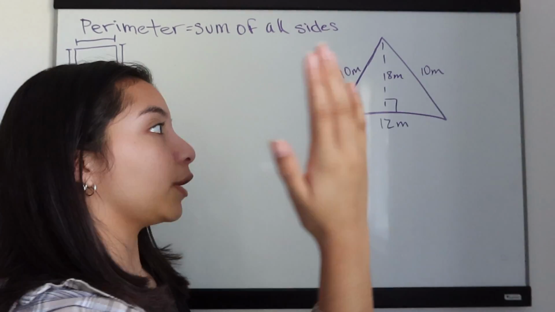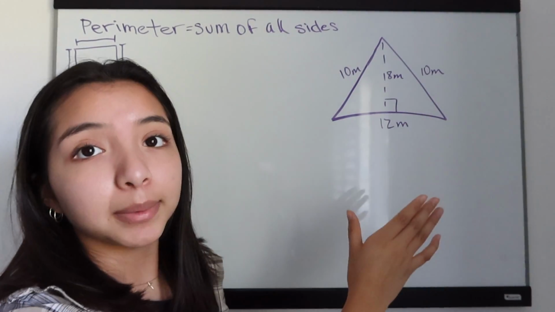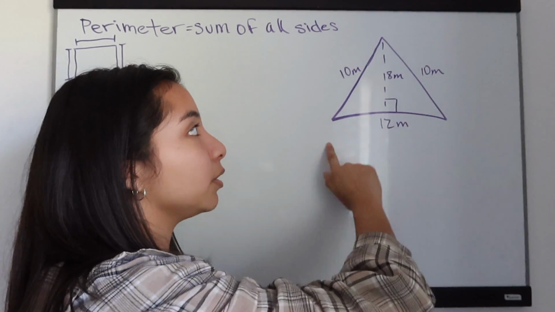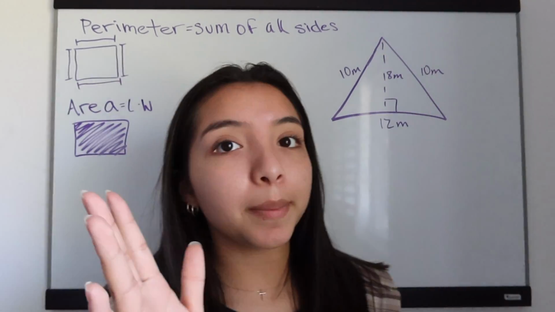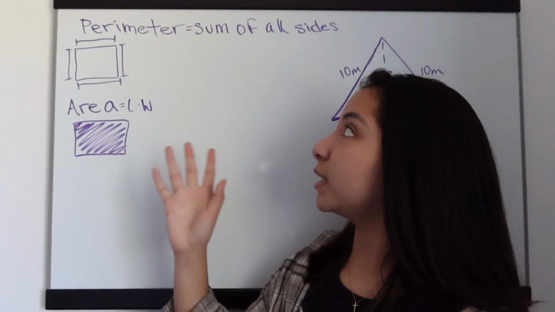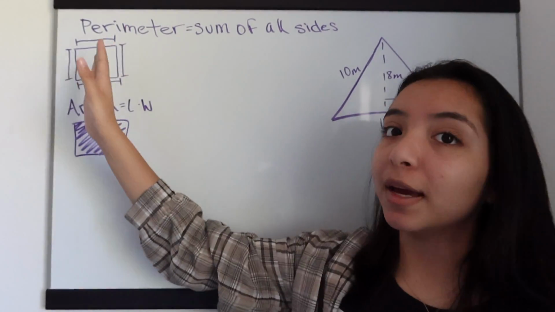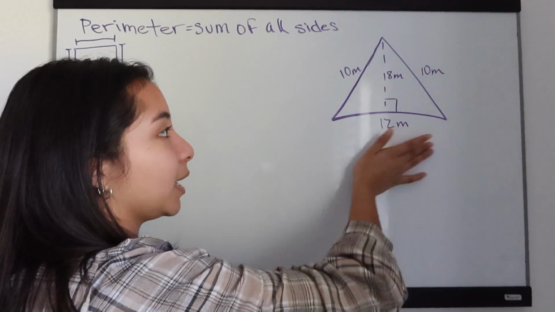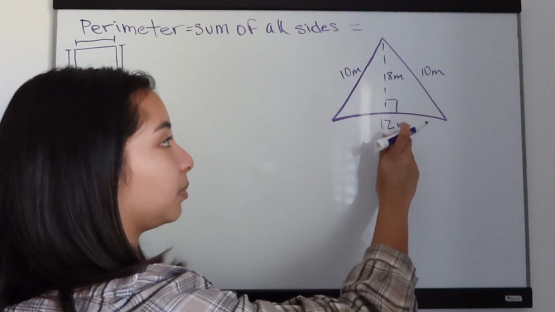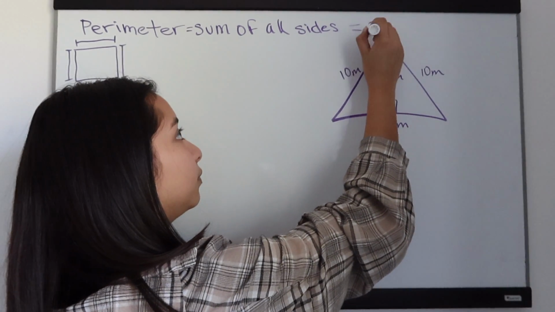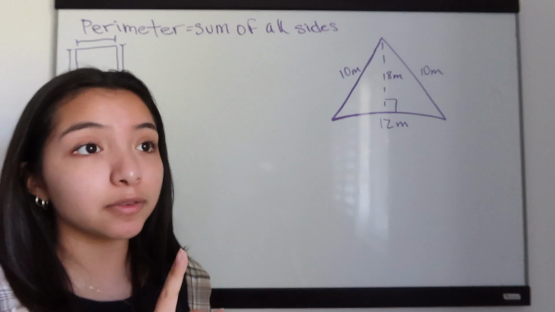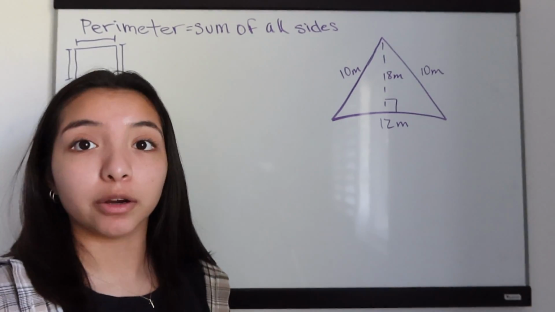Next problem. Alright, so this is our next problem, and we're tasked with the same thing: find the perimeter and find the area. So the perimeter is still the same. We will still be adding all sides, regardless of its shape. We will add this side, and this side. 10 plus 10, 20 plus 12 is 32 meters.